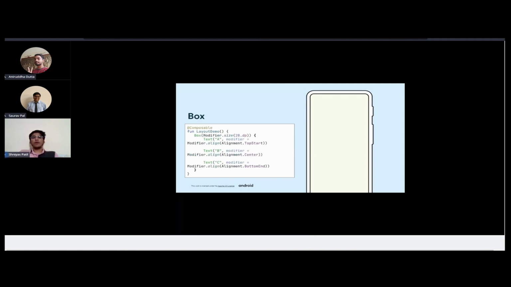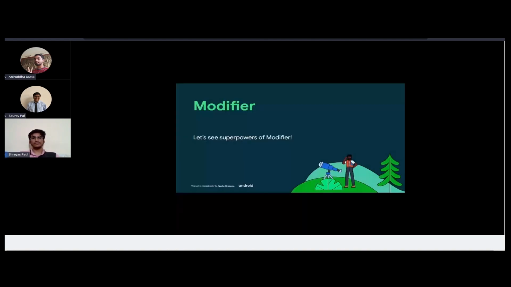And then there is a Box component. With Box you can define any kind of layout, even a complex layout. For example, for A, I have modified it to align on top start. Then for B, I have mentioned center, and C as bottom end. So in a zigzag manner basically. So these are some basic layouts in Jetpack Compose which we will need to use in the current application.